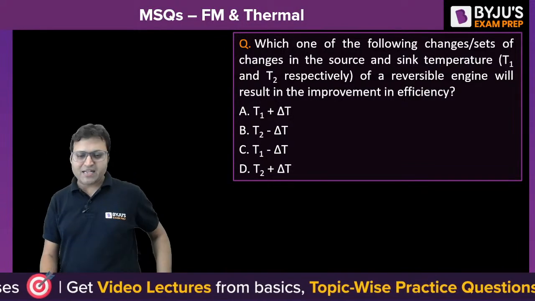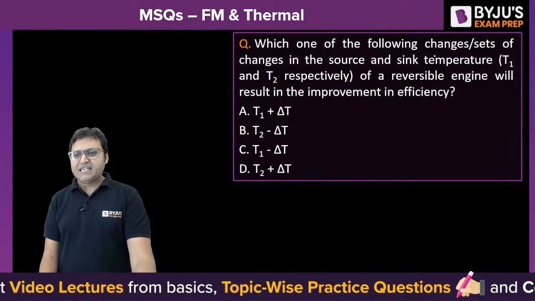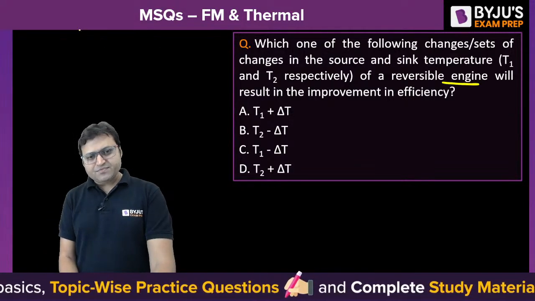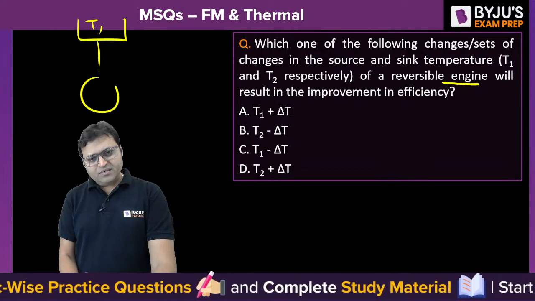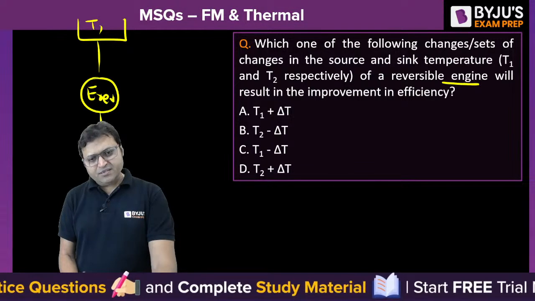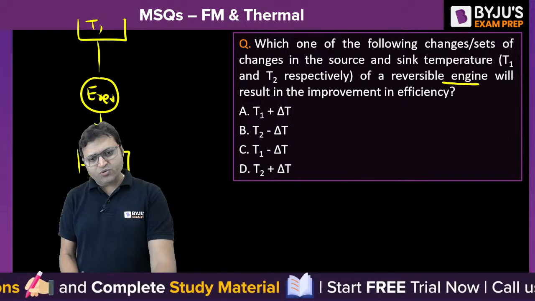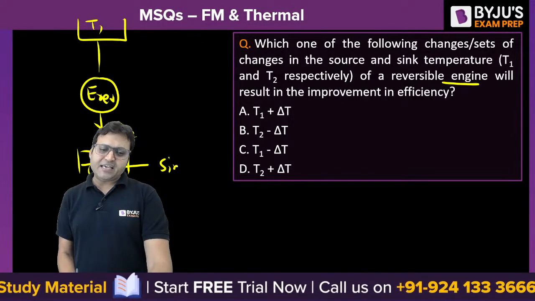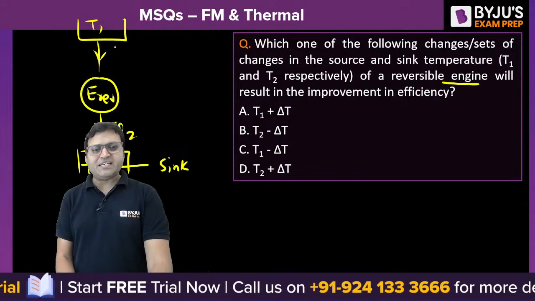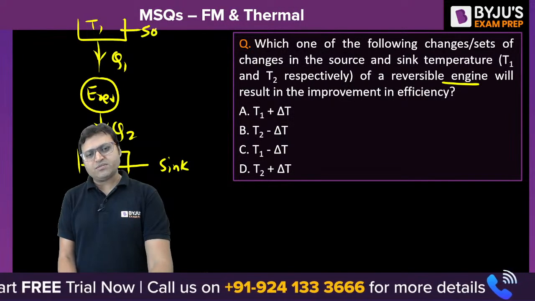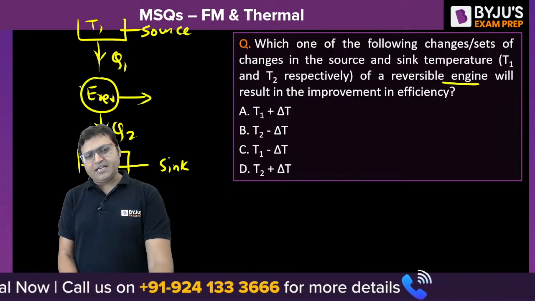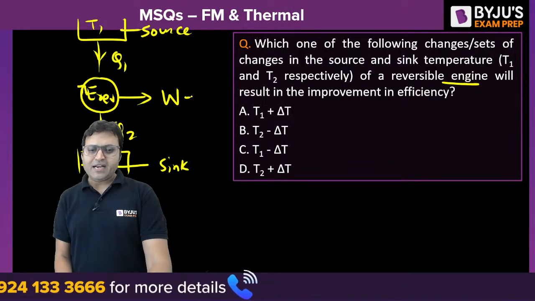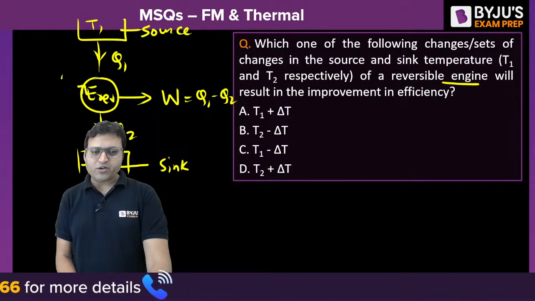I am not giving you the answer. Which one of the following sets of changes in the source and sink temperature of a reversible engine? This is, let us say, T1. This is the reversible engine, and this is the sink temperature T2. The reservoir where the heat is rejected is the sink, and the reservoir from which heat is taken out is the source. It is a reversible engine, meaning clockwise cycle, work will be produced. That is equal to Q1 minus Q2 according to the first law.